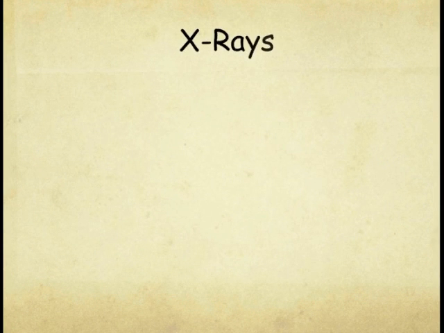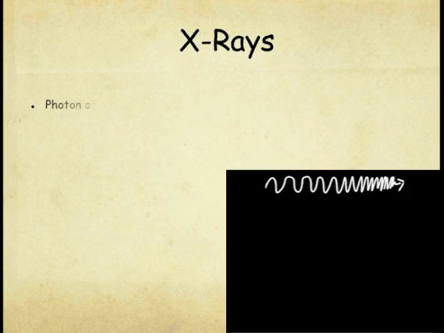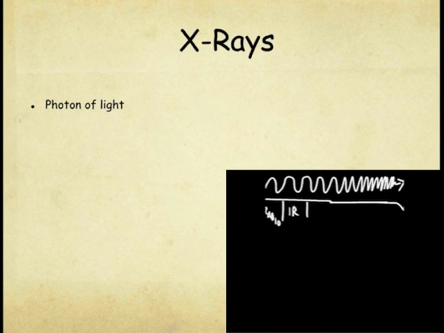An X-ray is simply a photon or particle of light which happens to fall within the region of the electromagnetic spectrum that has a wavelength from 0.01 to 10 nanometers.